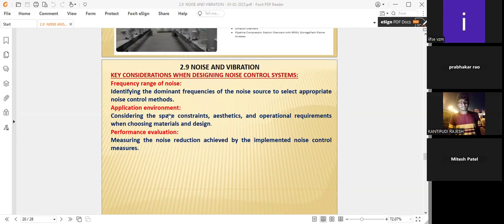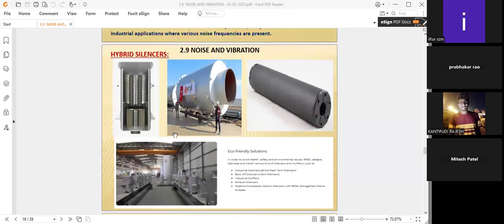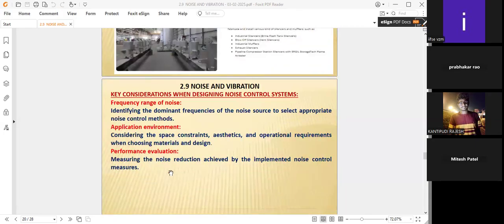That means we also have to see whether the workplace can accommodate that equipment, whether the place can accommodate it, and whether the employees can accommodate it. Like this, we have to see the application environment, considering the space constraints, aesthetics, and operational requirements when choosing the materials and design. So whichever silencer or design we go for, you have to see which is best for the workplace and take the decision accordingly.